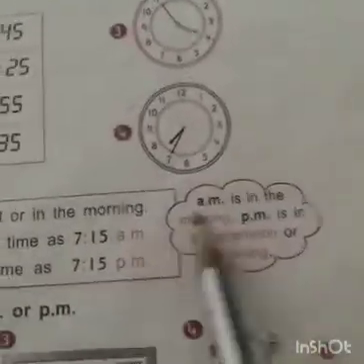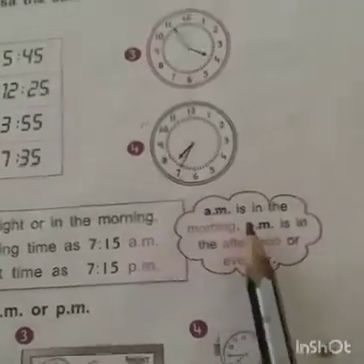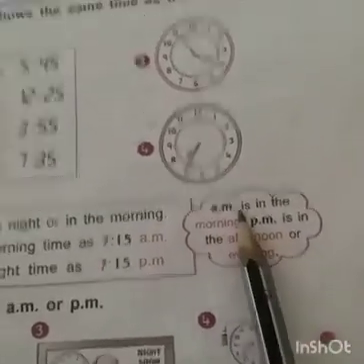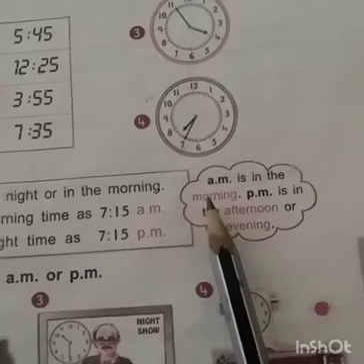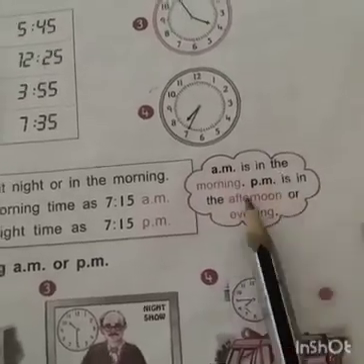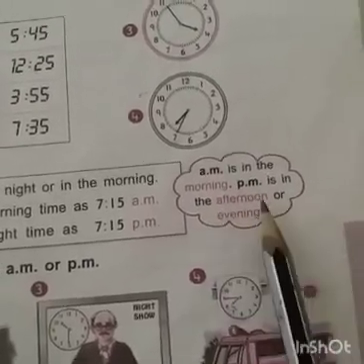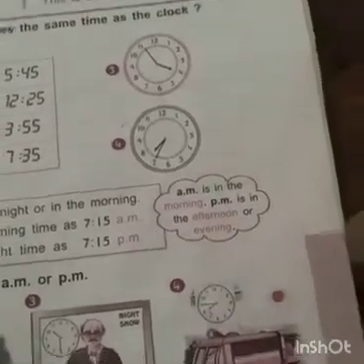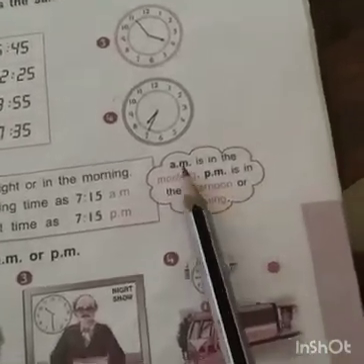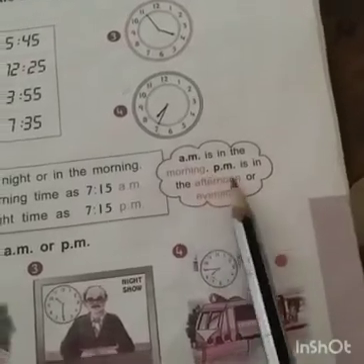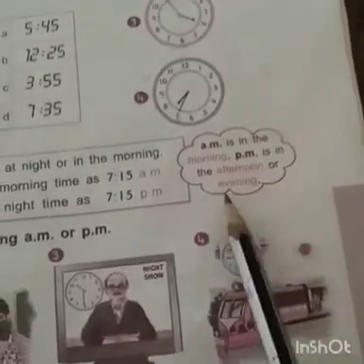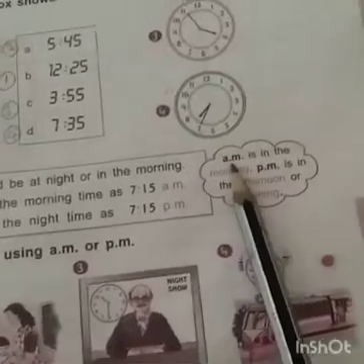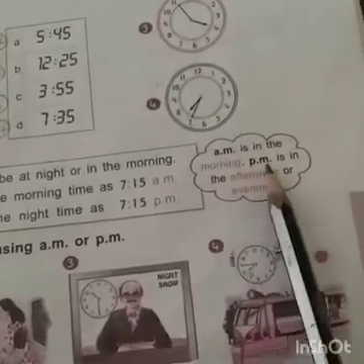Next, did you know, children, about AM? AM is morning time, anti-meridian. PM is afternoon. We use PM for afternoon, from 12:30 to midnight 12. Okay. AM is morning. PM is afternoon or evening. AM means anti-meridian. PM means post-meridian.